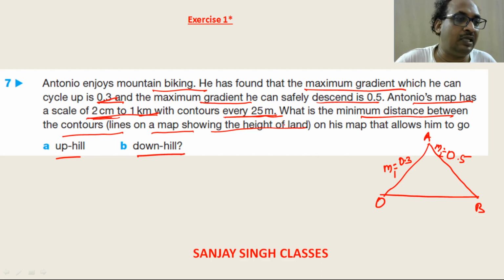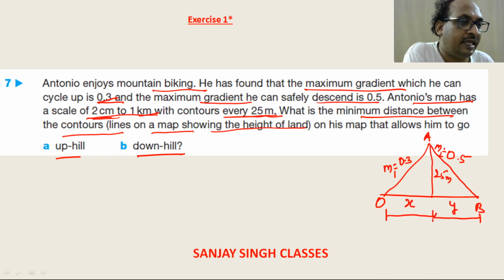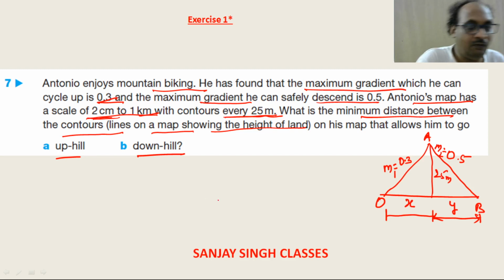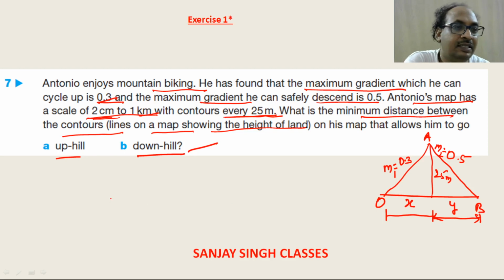Now, contours every 25 meter. It means this particular height is 25 meter. Now this distance x and this distance y are different, and we need to find this x and y only. So y, if we are finding for downhill the minimum distance. If we are finding x, it will be for uphill.